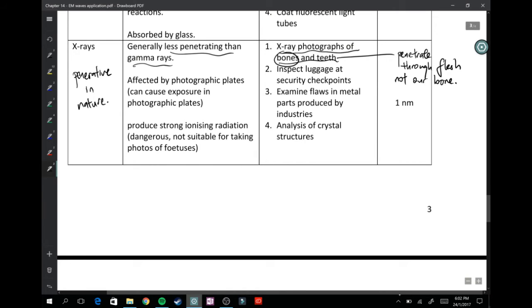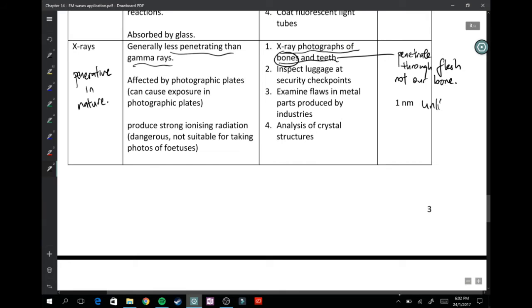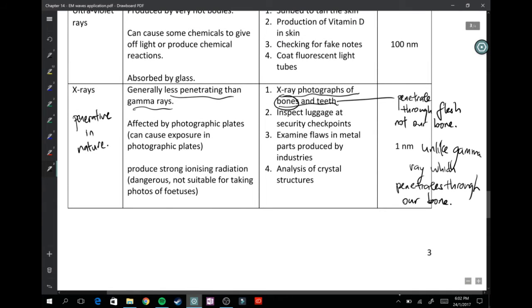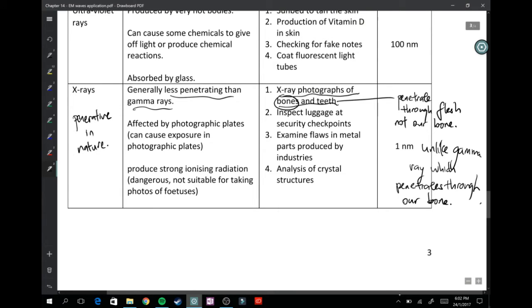And that is one of the reasons why we don't use gamma ray to take a photo of our bones, because unlike X-ray, gamma ray penetrates through our bone. If we consider using gamma ray to take a photo of our bones, chances are it will actually destroy our bones, just like how X-ray can actually destroy cells.